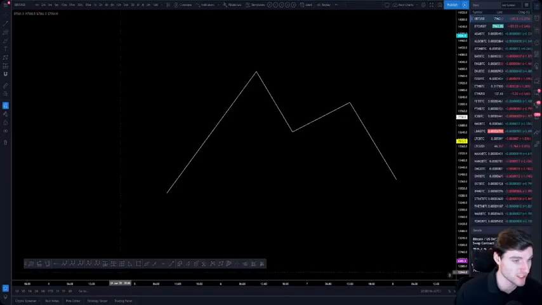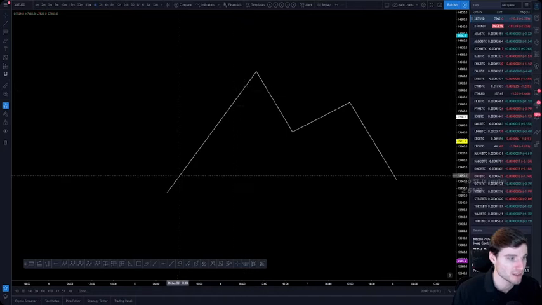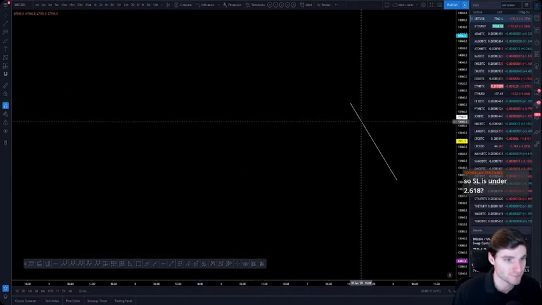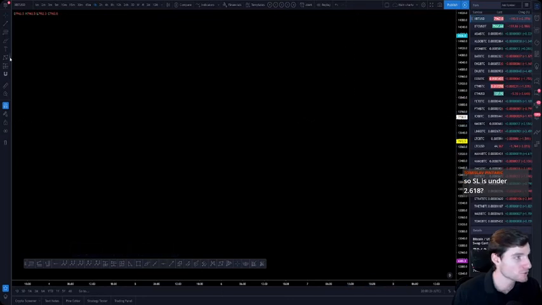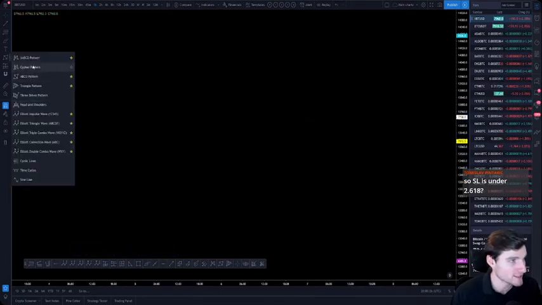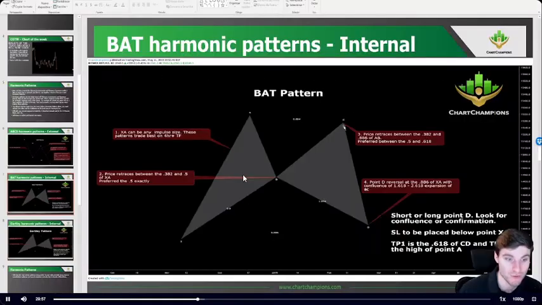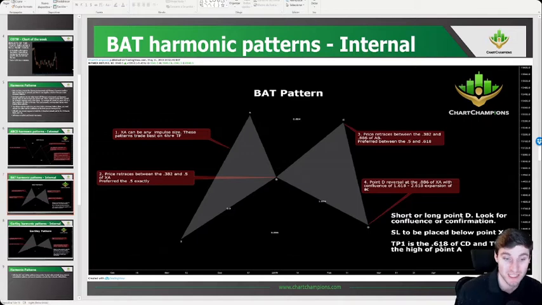So let me visually explain this to you, and I guess it would be even better if I use the proper tool. So let's just delete this a second. We'll use the proper tool, and that's located by the left here, and it's the XABCD. So let's say we got our, so from C to D. Take profit 1 is the 618 of C to D. Take profit 2 is the high of A.